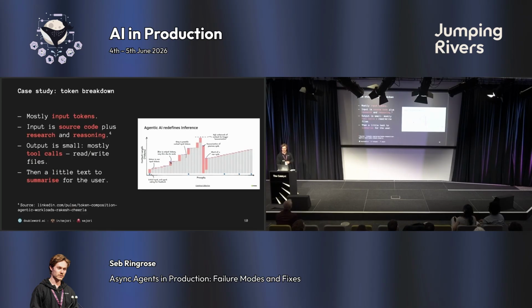And this tiny little sliver of blue that you can see at the top of some of these bars, that's the actual output. And in a coding agent, it doesn't output that much. It's spending most of its time just reading your code and reasoning about what to do. Some of these outputs are going to be tool calls to read more files. And each one of these bars is another round of inference, like a turn of the conversation. But this is happening in the background.